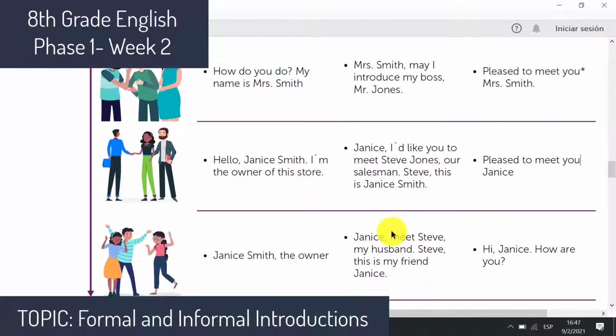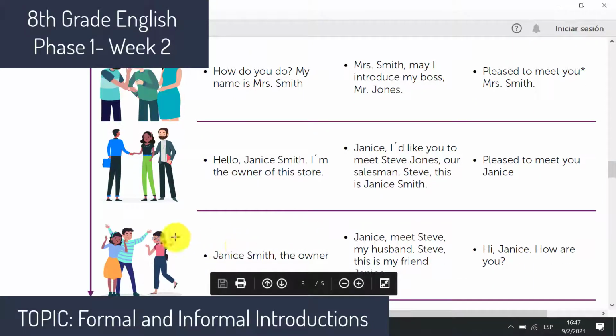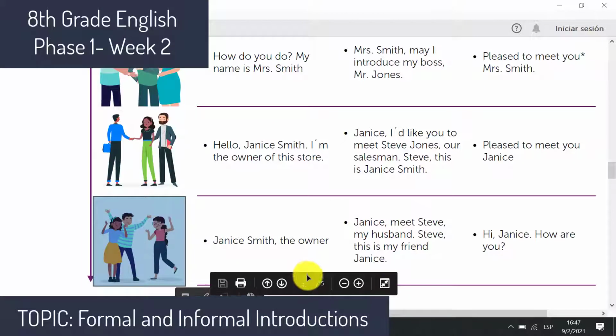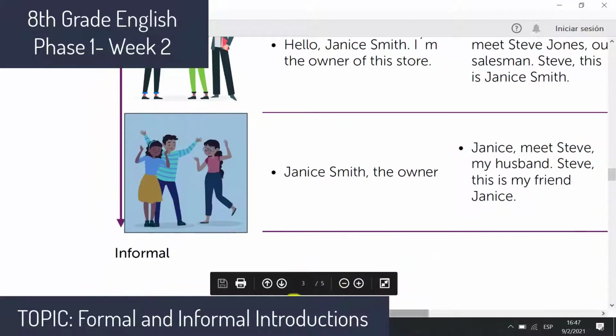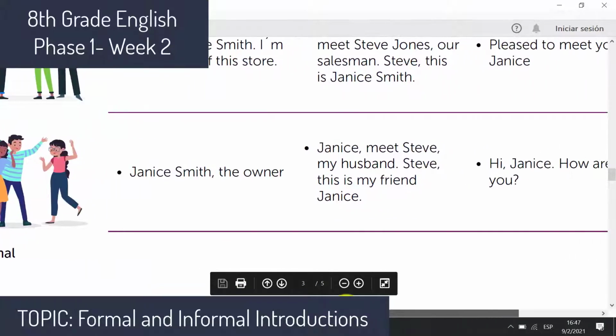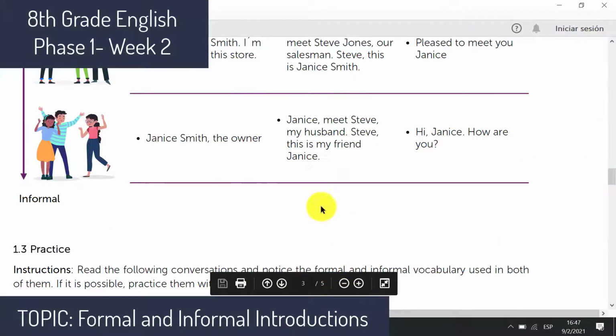Now, here we have an informal conversation. Tenemos una conversación informal aquí. Y en esta informal conversation, el vocabulary es más así, más libre, es with friends, okay? Hasta las palabras nos comemos. Yes, we lose words over here, okay?